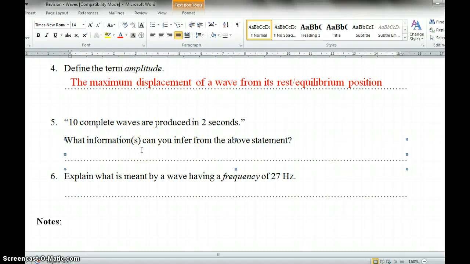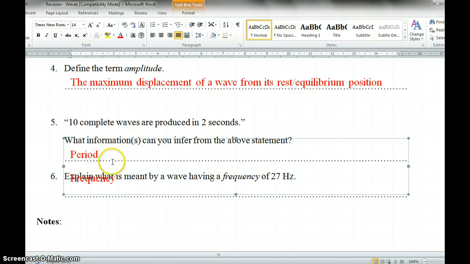What information or informations can be inferred from the above statement? 10 complete waves are produced in 2 seconds. Does this look very familiar to you from above? In fact, this particular information tells us about 2 things: period and frequency.